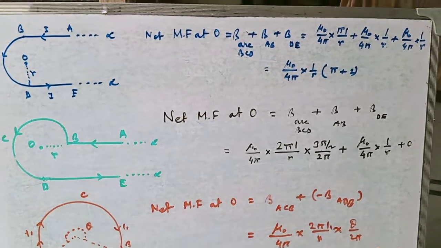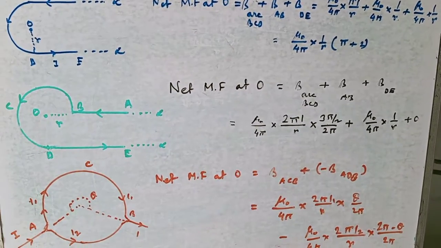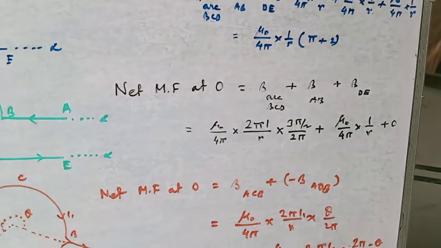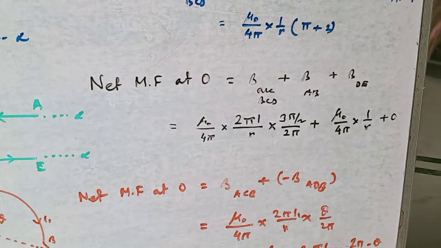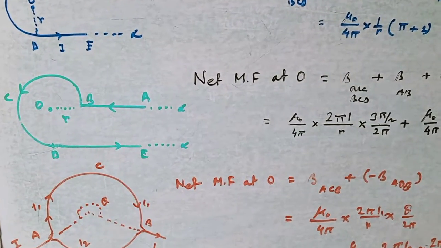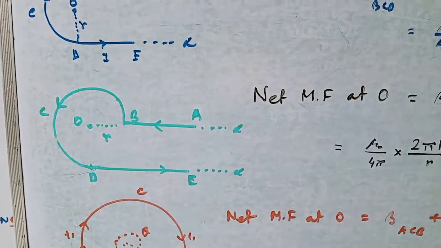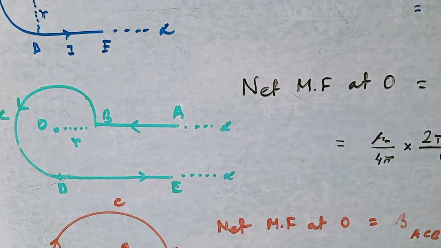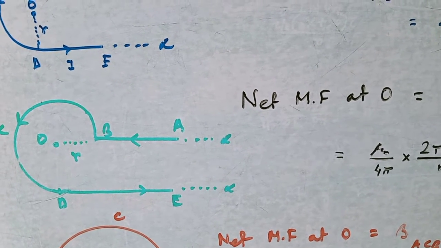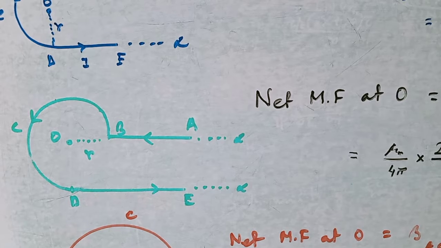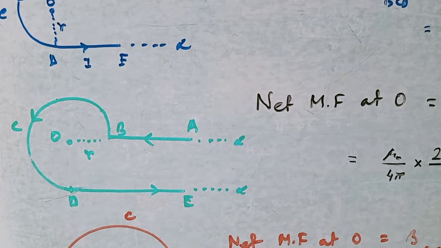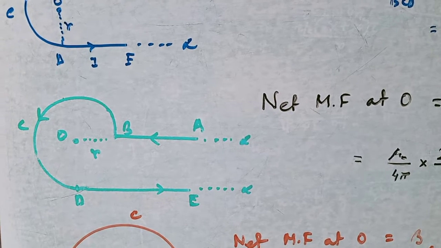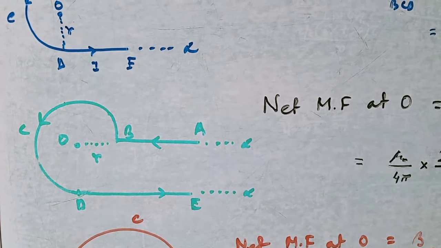DE is also a linear extension that tends to infinity. So the net magnetic field at O is due to the arc BCD, due to the linear extension AB and the linear extension DE. Here also observe that OA and B are linear. That means this extension extends to the point O. So points A, B, O are collinear. The direction of the current is A to B to C to D to E.